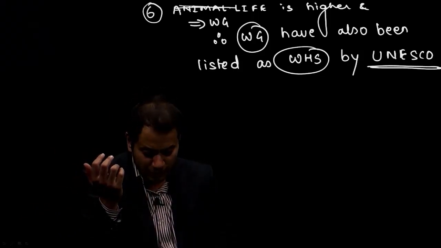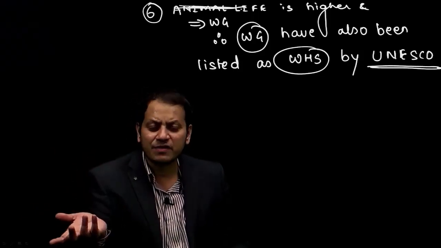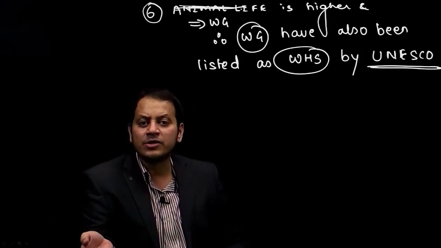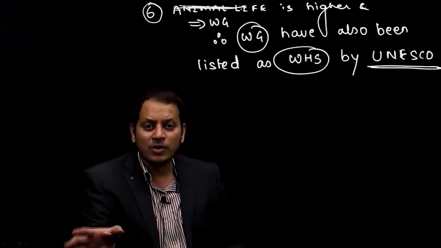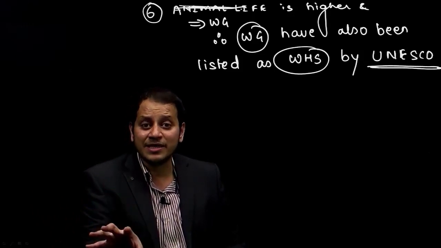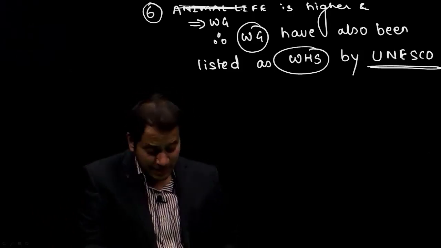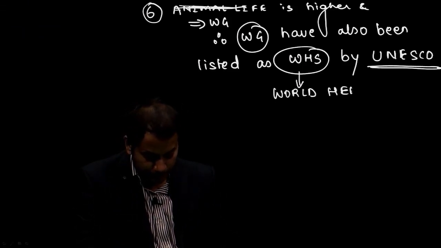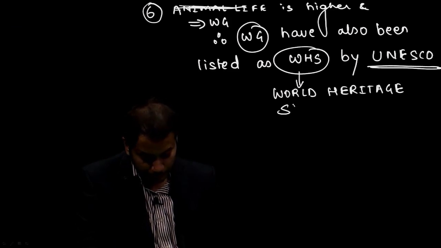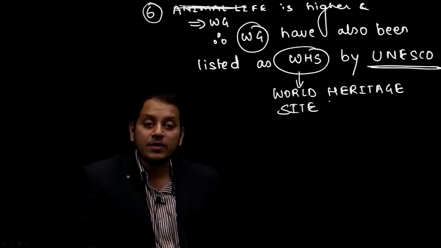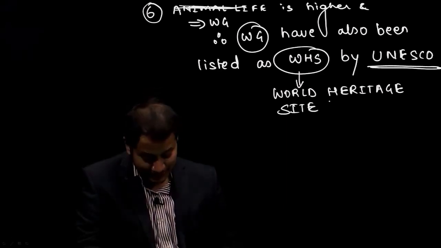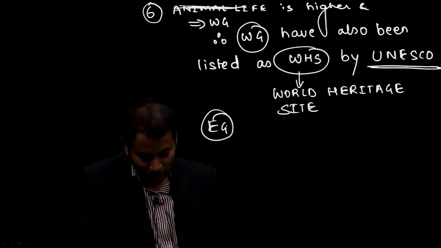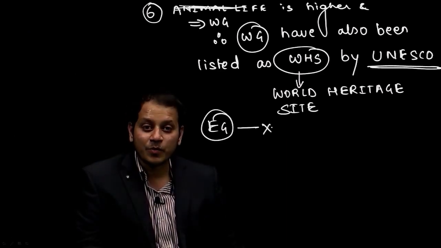So don't just focus on the animal life. It is a continuation of the next point. We said biodiversity is higher, therefore hotspots. Also, therefore, this region is listed as a World Heritage Site by UNESCO. This is an example of a World Heritage Site. Eastern Ghat does not have any such listing.